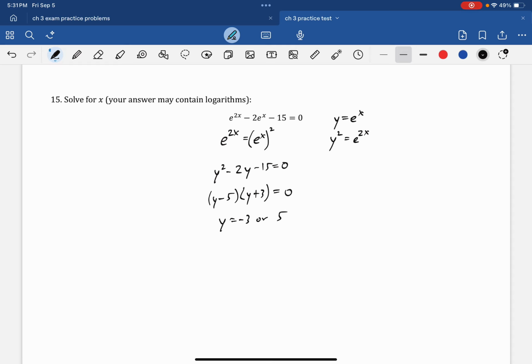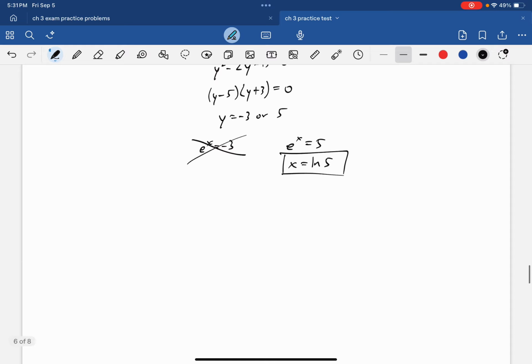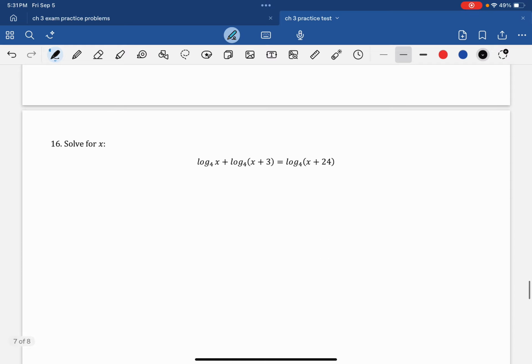Okay? Well, this -3 solution isn't going to work, right? Because if I plug my substitution back in, e to the x equals -3 is invalid, right? Doesn't make sense. Exponentials can never be negative numbers. So that doesn't work. On the other hand, e to the x equals 5, of course, does work. In this case, I can take a natural log of both sides, and I'm left with x equals ln 5. That's my answer. Next question.